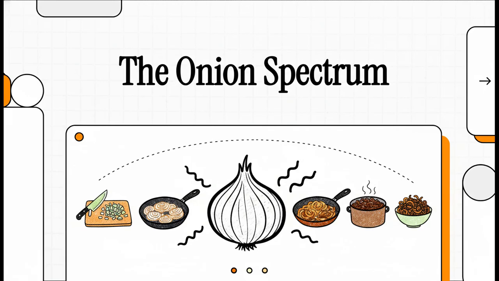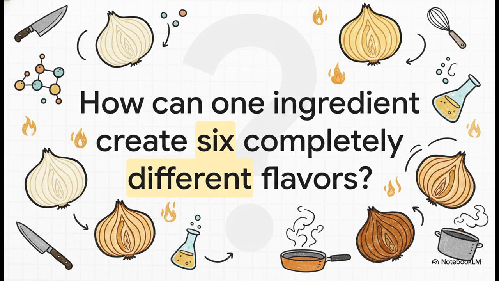Let's dive into the onion. It's one of the most common ingredients in the world, but here's the thing. It's not just one ingredient. Depending on how you treat it, you can completely transform its flavor, creating a whole spectrum of culinary possibilities, all from a single bulb. So how is that even possible?